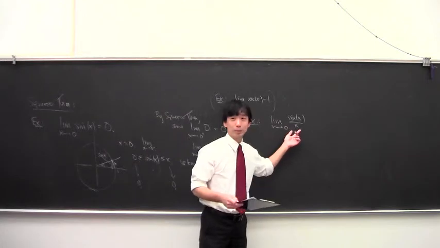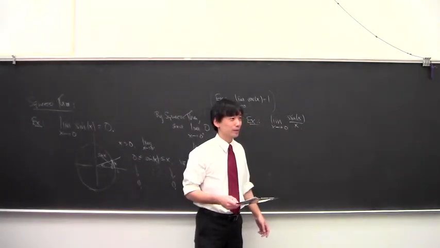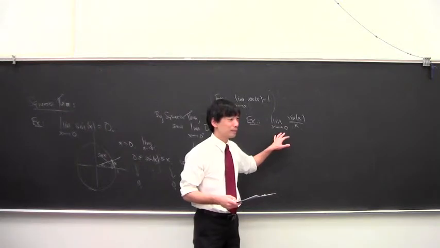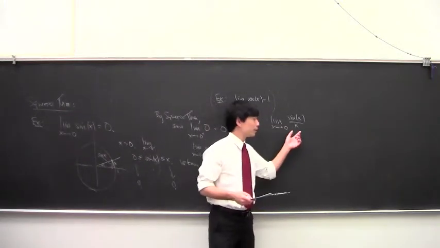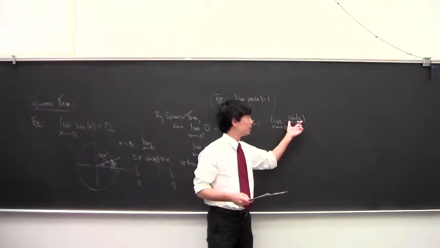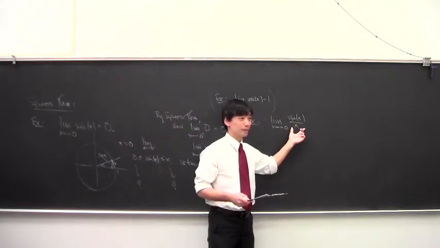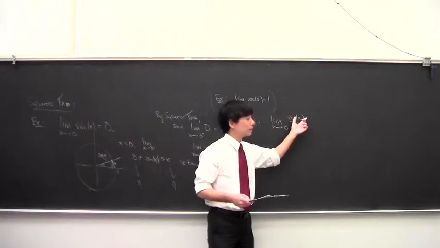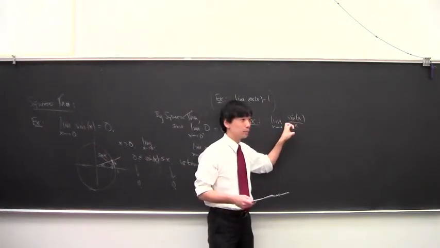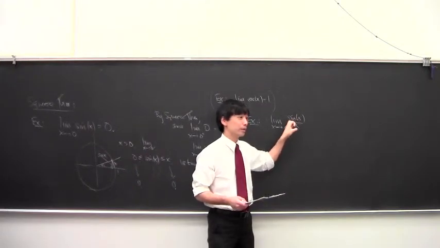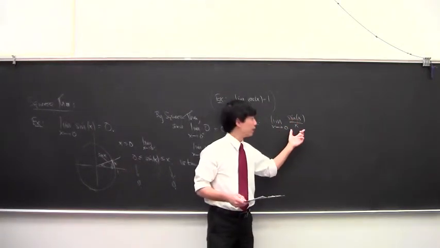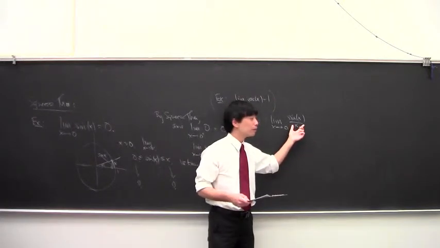So what do people think about this one? The limit of sine x over x. Would you use the quotient theorem? Maybe you could. What happens to sine x as x goes to 0? You get 0. What happens to x as x goes to 0? You get 0. So you can't use that theorem because you need the denominator to be non-zero. But that would be a good idea if it weren't so.